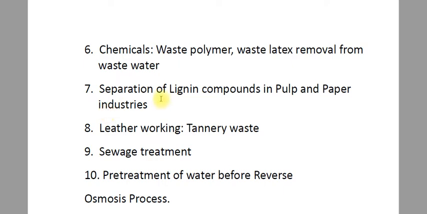It is also used for separation of lignin compounds in the pulp and paper industry. So what are lignins? Lignins are aromatic compounds, phenolic compounds basically, where the aromatic ring contains the OH group. These are the lignins, and these are poisonous compounds also. These compounds can be used for some other purpose.